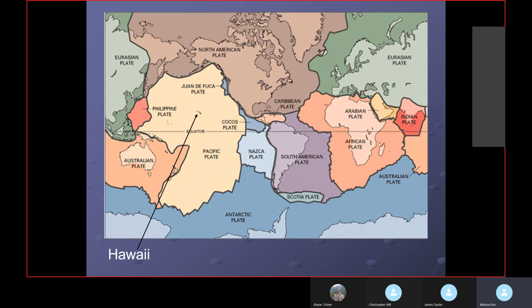Here you can see the arrow pointing up from Hawaii. Here's Hawaii, and there's the Pacific plate. So we have the Pacific plate, and Hawaii is pretty much almost in the middle of that plate. There's volcanic activity there. And so we find it's not always on the boundaries of the plates.